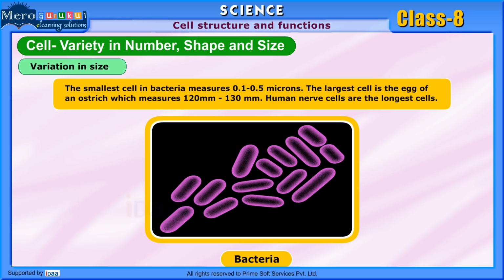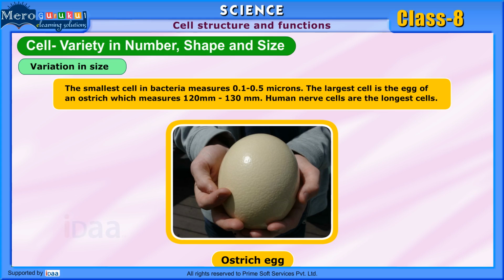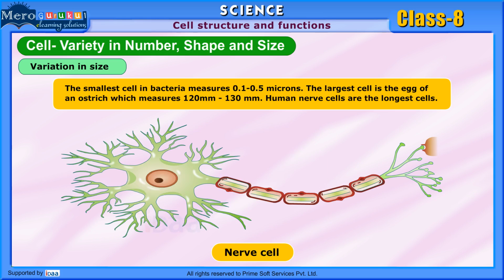The smallest cell, in bacteria, measures 0.1 to 0.5 microns. The largest cell is the egg of an ostrich, which measures 120 to 130 millimeters. Human nerve cells are the longest cells.